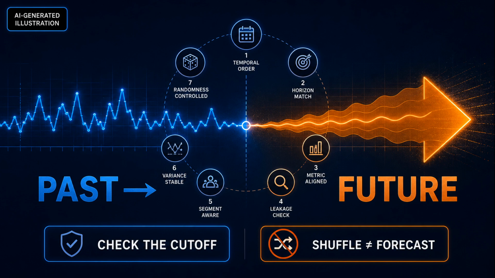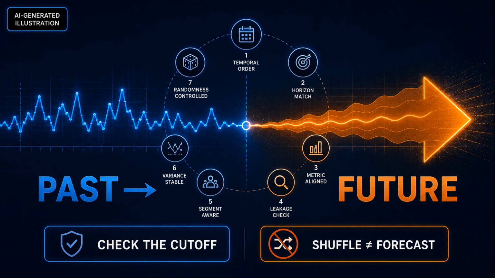Before you trust a time series score, write down the forecast horizon, the timestamp cutoff, the split, any gap, the feature cutoff, the baseline, and the metric. Then ask one blunt question. Could this input have existed at the moment the prediction would have been made? If not, it does not belong in that fold.